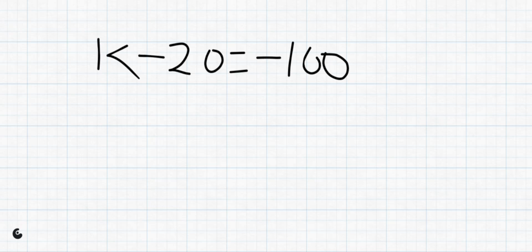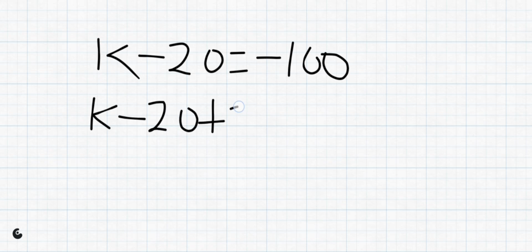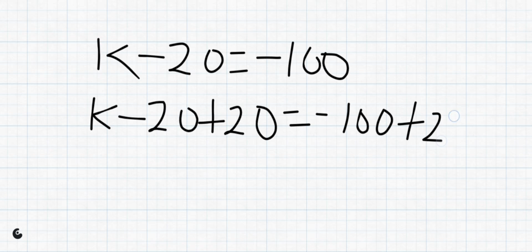So now we have k minus 20 equals minus 100. We add 20 to both sides. We have k minus 20 plus 20 is equal to minus 100 plus 20. So 20 plus 20 is 0, k plus 0 is k, which is equal to minus 100 plus 20.